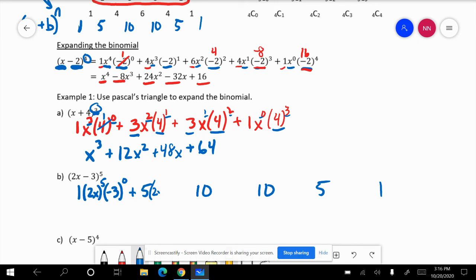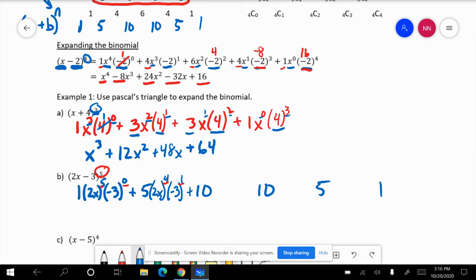We take the 2x, remember we go in descending order, so instead of 5, it is now 4, and our negative 3 is going in ascending order, so instead of 0, it's 1. Remember that these exponents are going to add up to whatever we have as our end value, in this case 5. So notice that they're all adding up to 5.